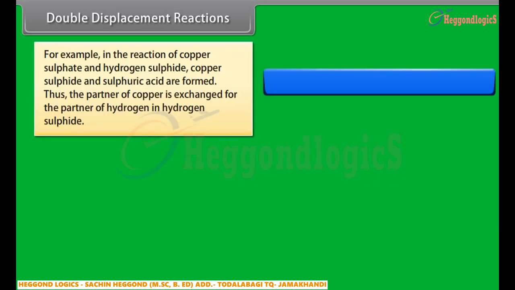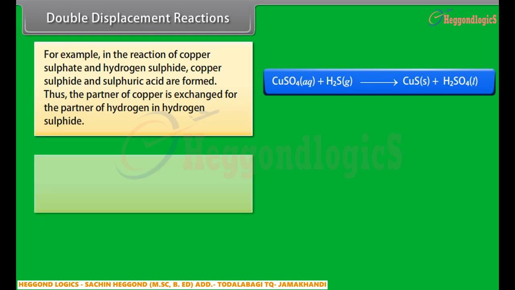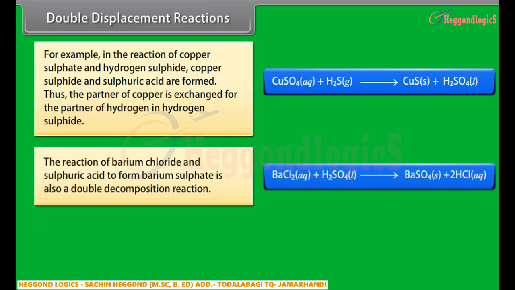For example, in the reaction of copper sulfate and hydrogen sulfide, copper sulfide and sulfuric acid are formed. Thus, the partner of copper is exchanged for the partner of hydrogen in hydrogen sulfide. The reaction of barium chloride and sulfuric acid to form barium sulfate is also a double decomposition reaction.